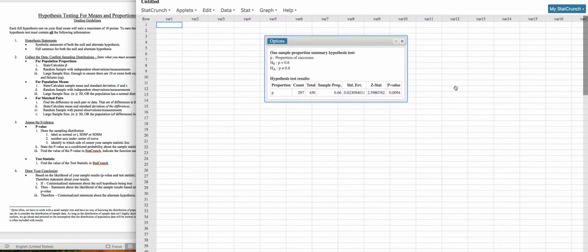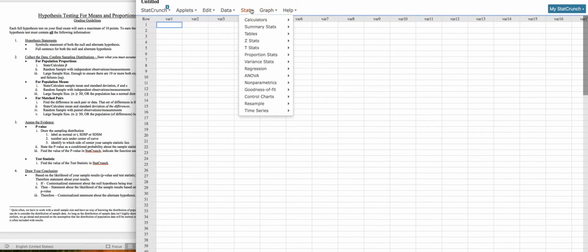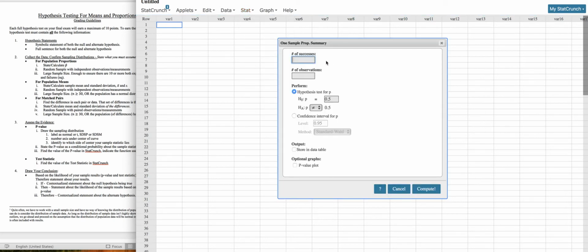So let me go over here. Oops, let's pretend I didn't have that yet. So you're going to go to Stat, Proportion Stats. We have one sample, and we have the summary of our data, right? There are 450 pieces of data, but we don't have them. We just have the summary of that data. So these are the choices we're picking.